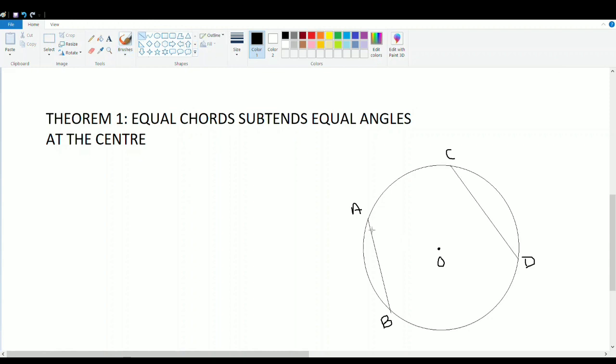This is AOB, the angle subtended by the chord AB at the center. Similarly CD subtends angle COD at the center.